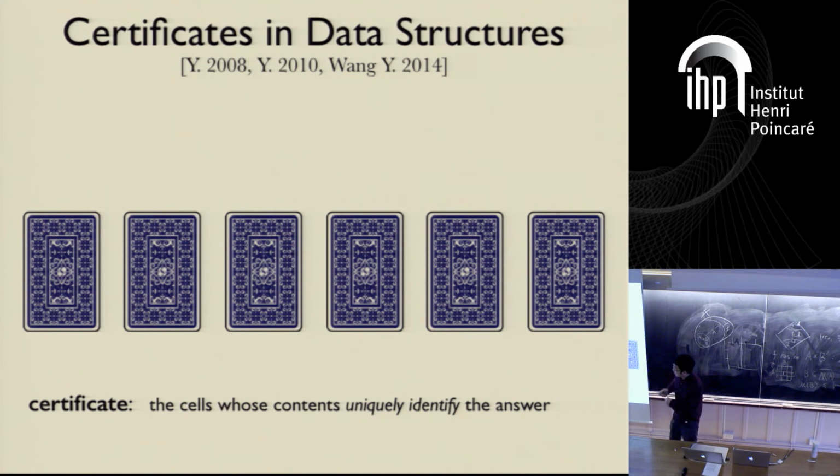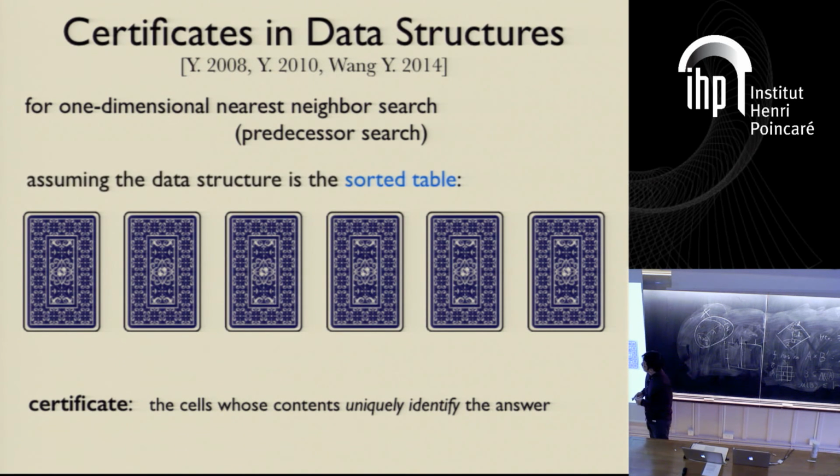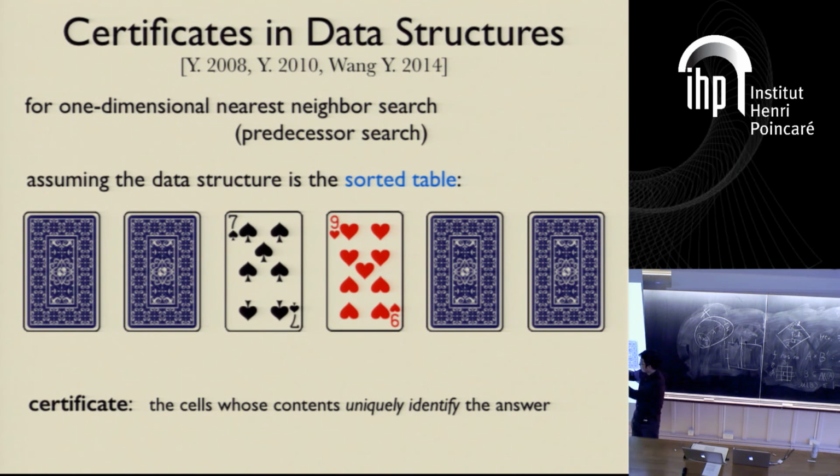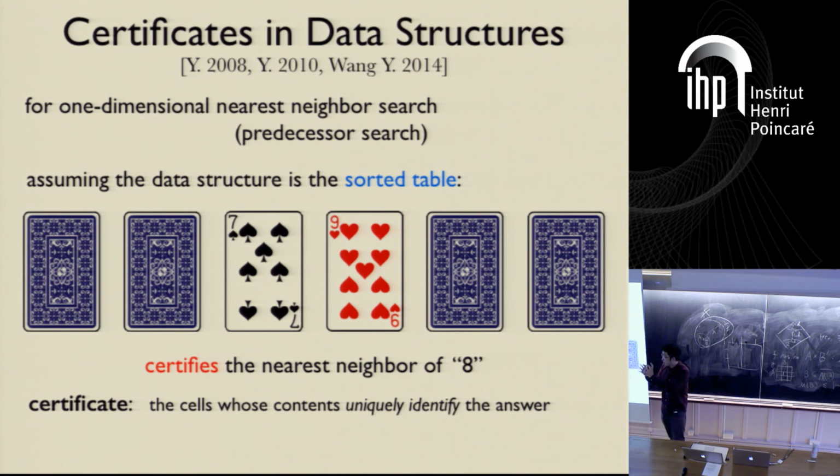So I really like this example that Casper mentioned in his talk. For one-dimensional nearest neighbor, assume the data structure is sorted. So I reveal these two cards for you. It proves for you that if your query is 8, it proves the nearest neighbor for you. This is the non-deterministic cell probe data structure.